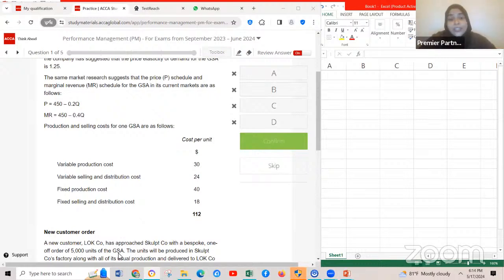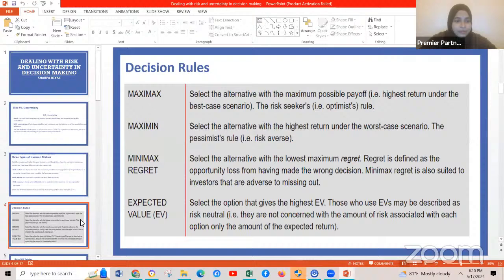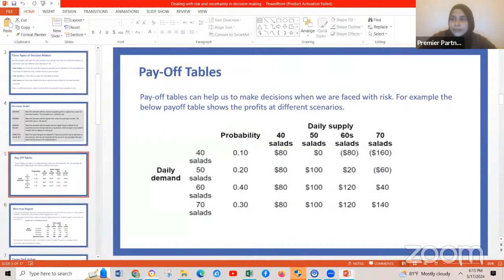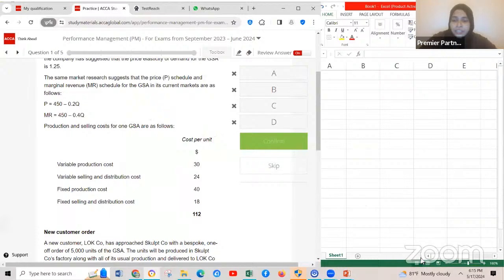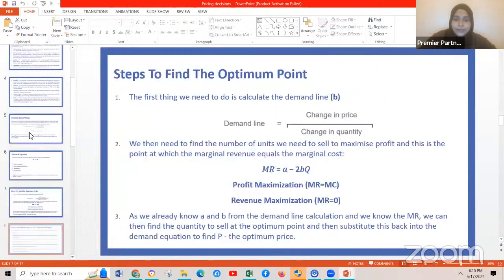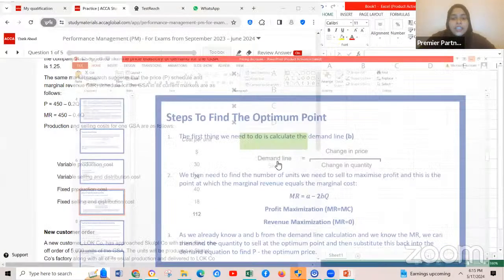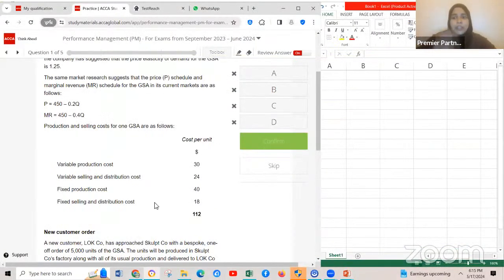What is the marginal cost? Do you take selling and distribution cost? That is what I'm asking you. What do you mean by marginal cost? For marginal cost, should we take the selling and distribution cost? Profit maximization happens where MR equals MC. Now, MC is marginal cost. So, for marginal cost, do you take your selling and distribution cost? Just keep thinking. Should we be taking it? Okay, let it be there.